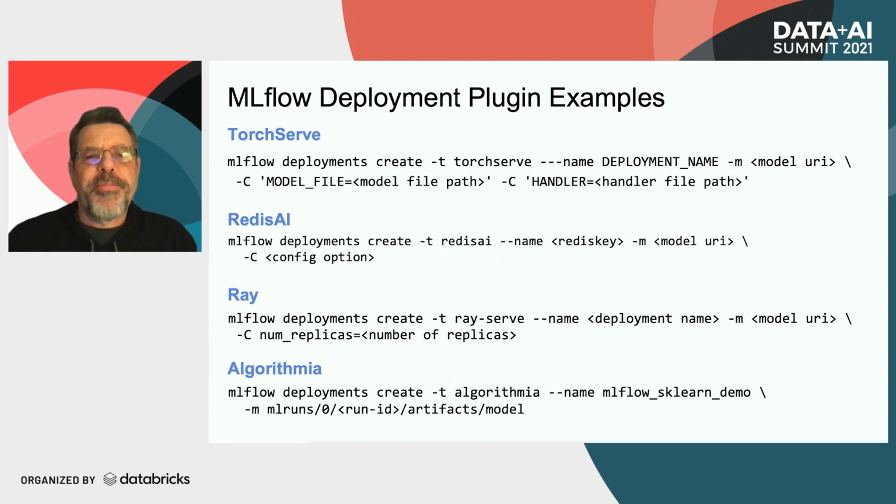For Redis AI, it's a similar thing. Here the name is going to be the Redis key under which this model is stored, where the endpoint will be. And then the -m is of course the model URI. Similar with Ray. Ray is a really cool new feature, supported by a new startup called Anyscale, that's geared toward, in this case, hyperparameter tuning. The configuration is specifying the number of replicas in your cluster. And finally, last but not least, Algorithmia. If you have an Algorithmia deployment, you can actually take MLflow registered models and deploy them there.